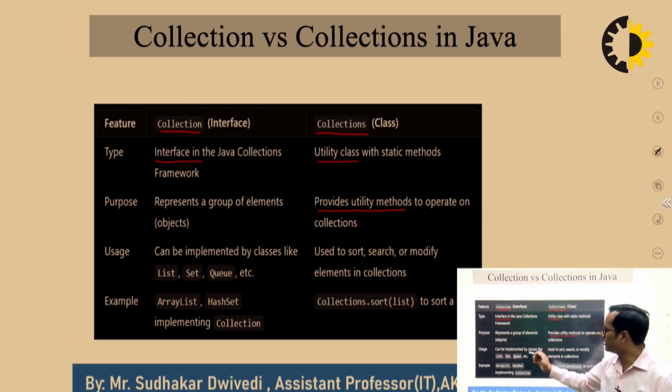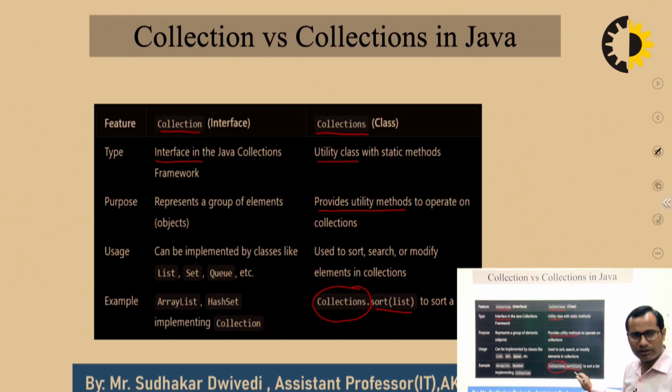What is the use of the Collection interface? We can implement different types of operations by using different sets of interfaces or classes. And if we want to perform some regular operations, we can use the utility methods. Some classes, like ArrayList, implement the Collection interface. If we want to use the sort method, we can directly call it on the Collections class, because it's a static method.